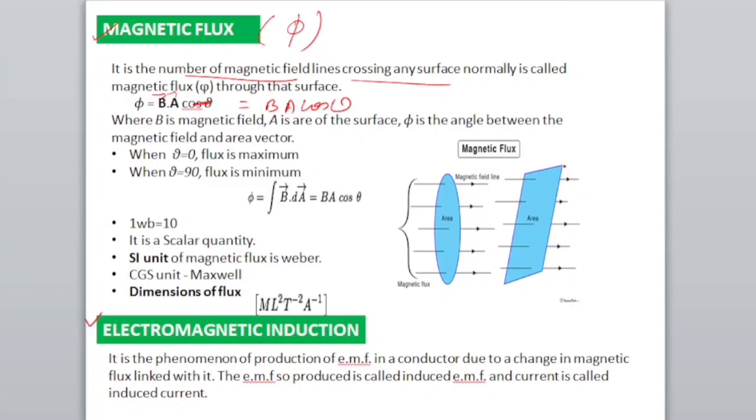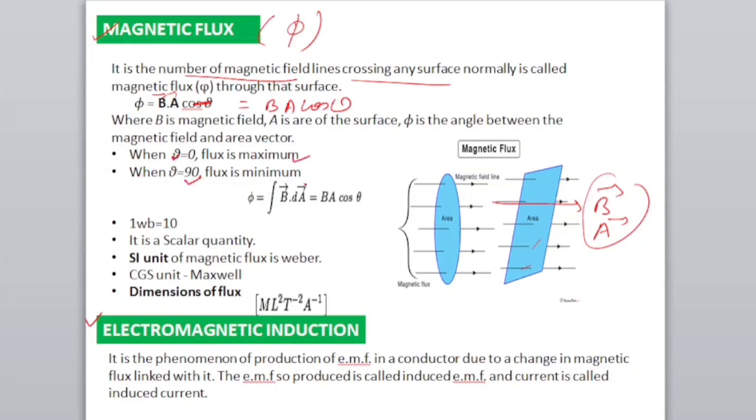Suppose this is a surface and this one is the area of this surface. Any vector which is perpendicular to this surface area is called area vector, right? And suppose magnetic field lines are passing through like this, so this is the direction of magnetic field, and if the area vector is normal to this surface, it means area vector is also in this direction. If both magnetic field and area vector are in the same line, then maximum field lines pass through a particular surface area. In that case, flux is maximum. It means if theta is 0, flux is maximum.